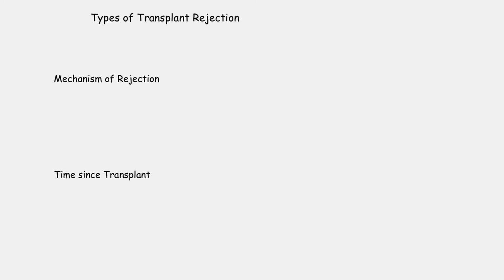Mechanism of rejection can be cellular rejection. In this type of rejection, recipient cytotoxic cells result in damage to the transplanted organ. Or it can be humoral or antibody mediated rejection. In this type of rejection, antibodies against donor HLA molecules and other proteins result in damage to the transplanted organ. In some cases, it can be mixed type, in which both cellular and humoral components are present.